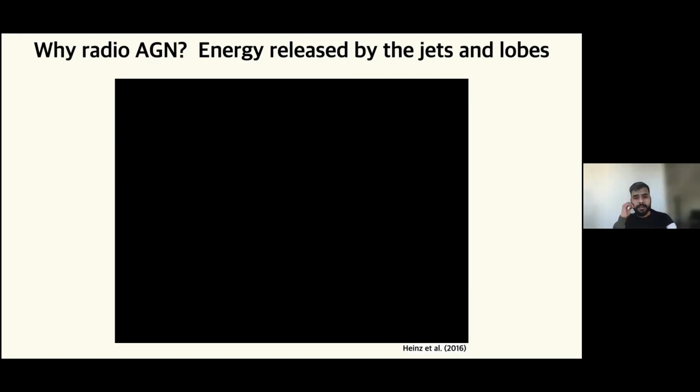So to give you an idea, I have a small movie here to show how these jets move out and form these radio structures that we see. Let's see if it plays. Yeah, so you can see it's starting from the center. And then you see these bright jets moving out. They're moving out at relativistic speeds. And as they move out, they slow down.